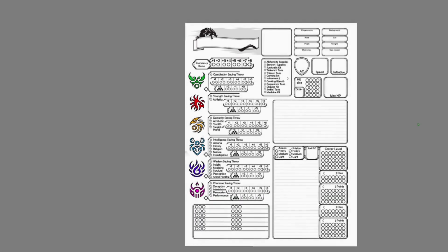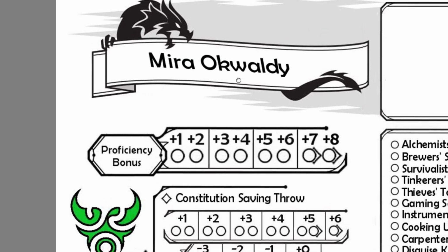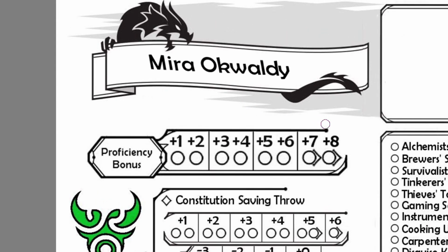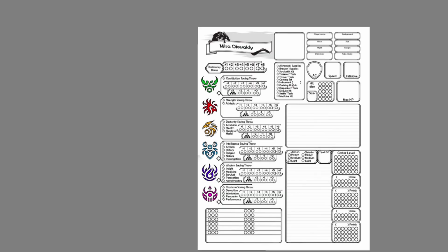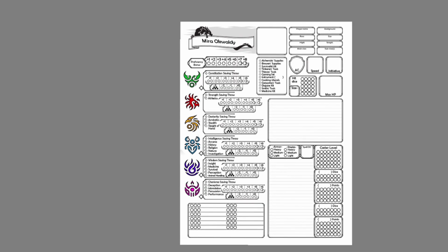But the first thing we have to do is check out the character sheet. As you can see, this character sheet looks a little bit different, and I'll be explaining every part of it as we go through the video. But the first thing I'm going to mention is where you will go ahead and write down the name of your character in the top left. I'm choosing the name Mira Okwaldi. It doesn't mean anything. I'm just choosing it because I needed a name for this character.